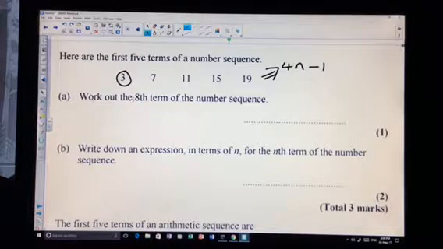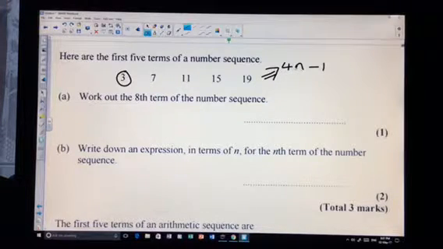And I've got to work out here the 8th term of the number sequence. And you can do that by just adding on 4 if you want. Fine. Or you can use your understanding of the natural sequence. The 8th term in the natural sequence is called 8. As you know, because the 8th number as you count is 8.